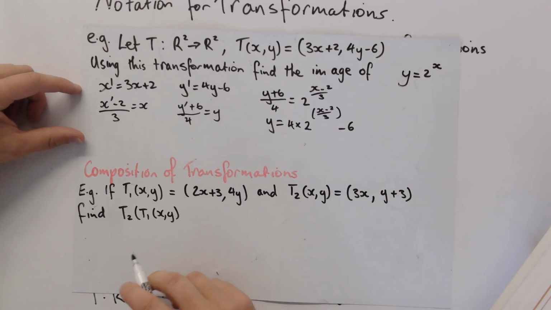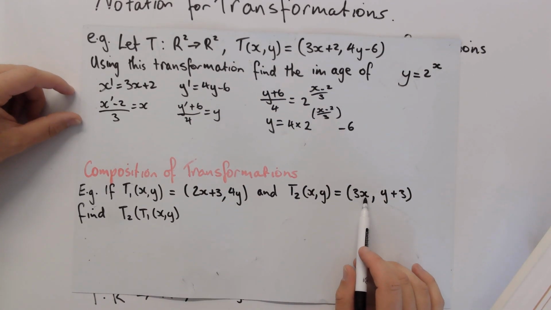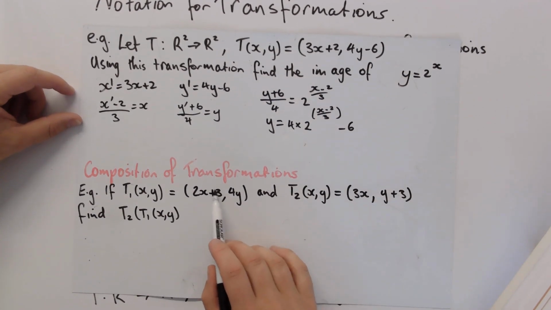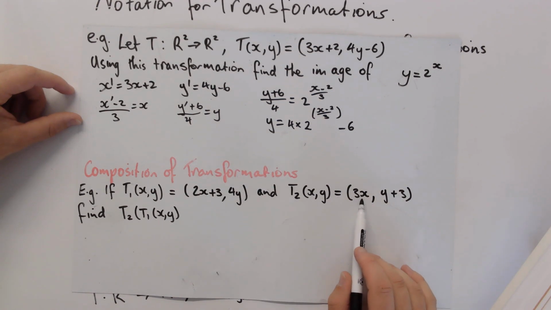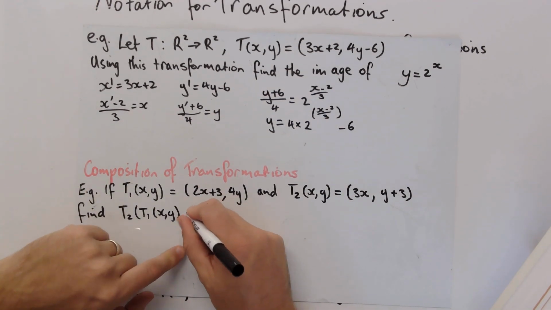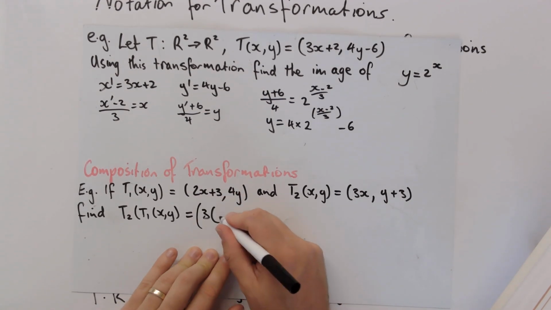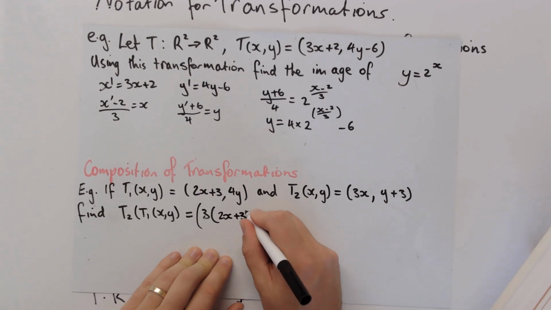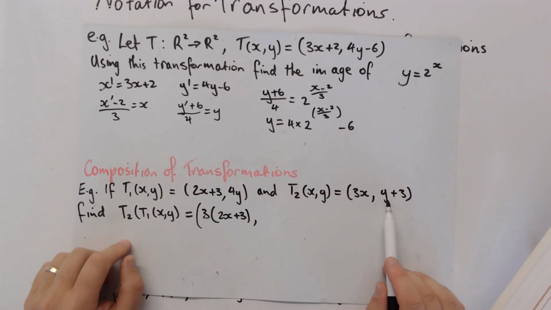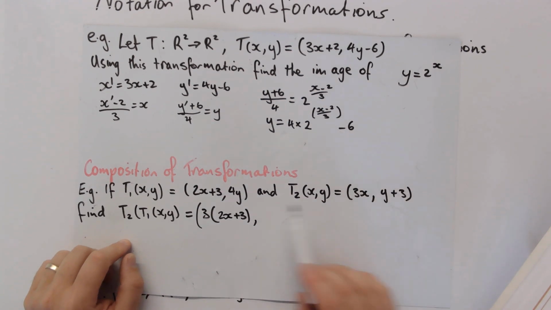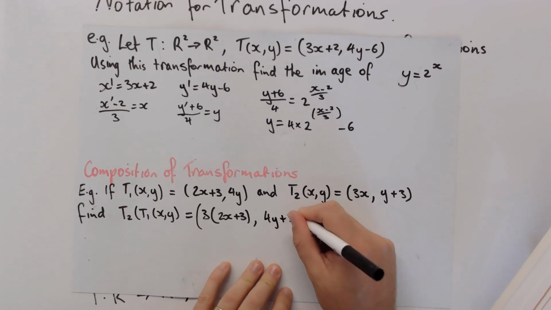So what we do is we go, okay, what's happening here? T2 is, wherever I had x, I'm going to times it by 3. What I look at here is this is all my x, so this whole first part needs to get timesed by 3. So this is going to equal 3 times, I need brackets here, 3 times (2x plus 3). And our other value is we're going to add 3 to our y value. Well, our y value is here, which is 4y plus 3.